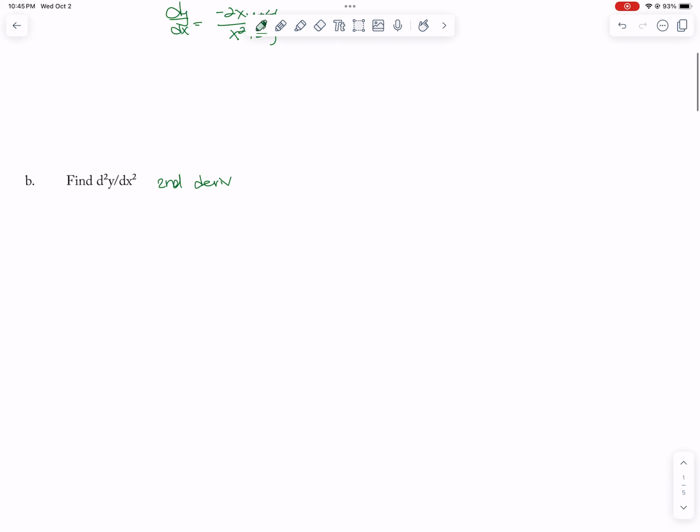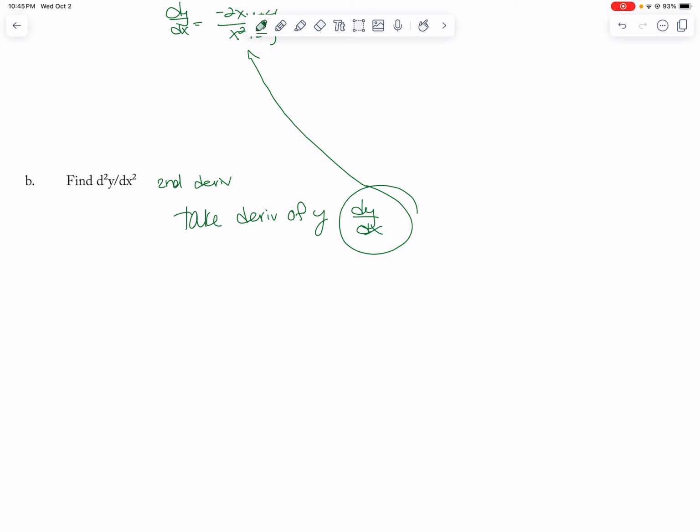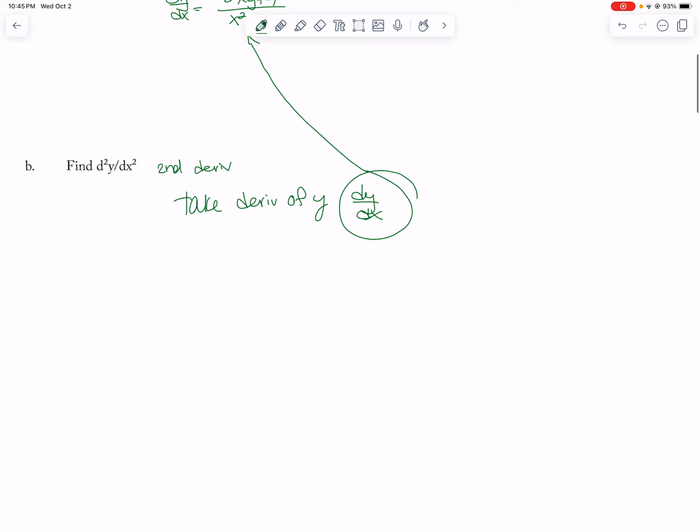Okay, now second derivative. The only thing you have to remember is anytime you take the derivative of y, you have to write dy dx. And dy dx you already found up here. So you're going to have to substitute that in, which is going to be a big fat mess.